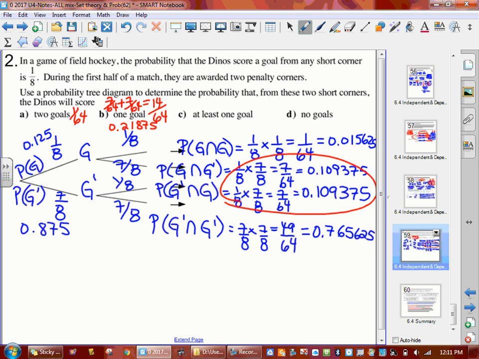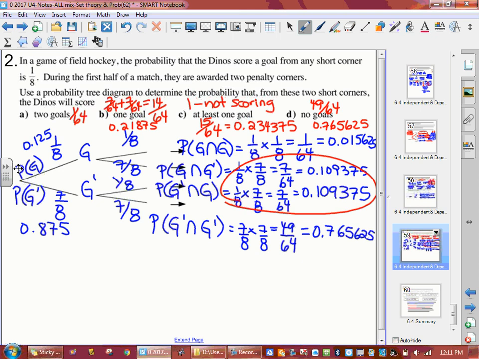At least 1 goal. So that means 1 minus no scoring, 1 minus not scoring is what it is. Well, not scoring is 49 in 64. So that means it's going to be 15 in 64, which is 0.234375. And probability of no goals, 49 in 64, which is 0.765625.